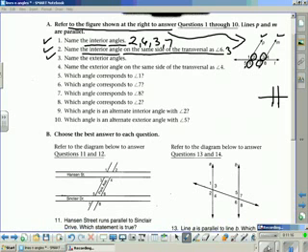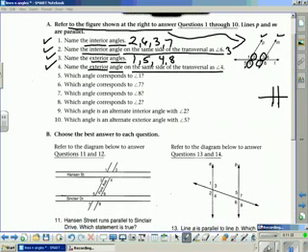Number 3, name the exterior angles. Take a minute, look at that figure. What are your exterior angles? Well, we've already named the interior angles, so that's going to be pretty simple. Angle 1, angle 5, angle 4, and angle 8. Question 4, name the exterior angle on the same side of the transversal as 4. There's 4. Same side would be angle 1.